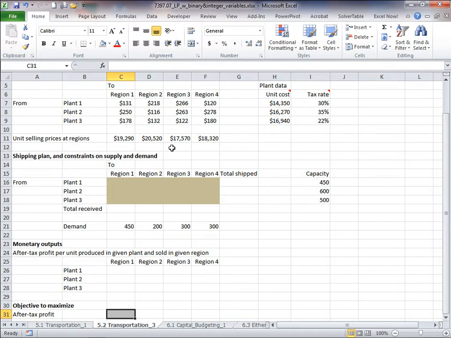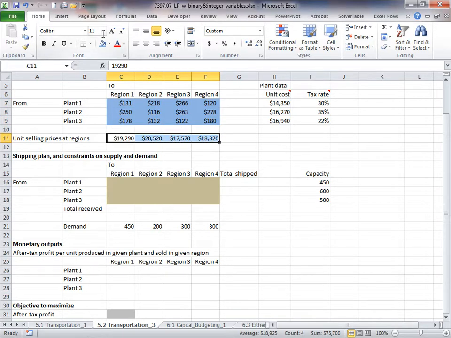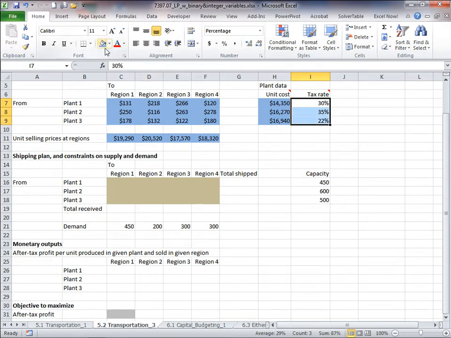What are my sets? Well, my sets are, first of all, the costs to ship to the various regions, correct? Plus, I've got some parameters here. And yes, I've got the capacities and I've got the demands.